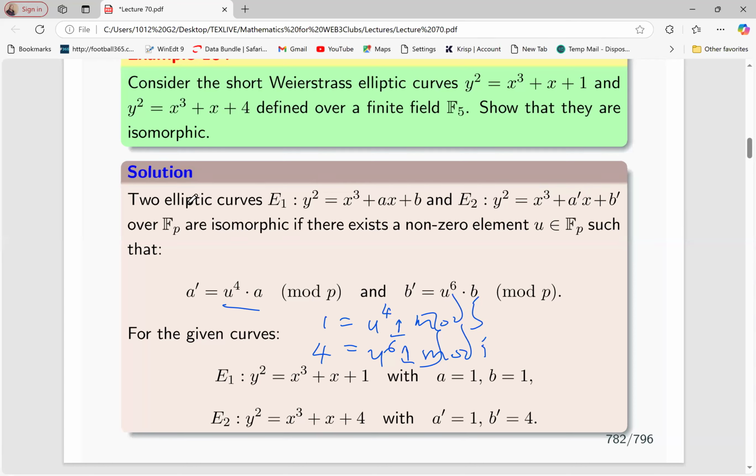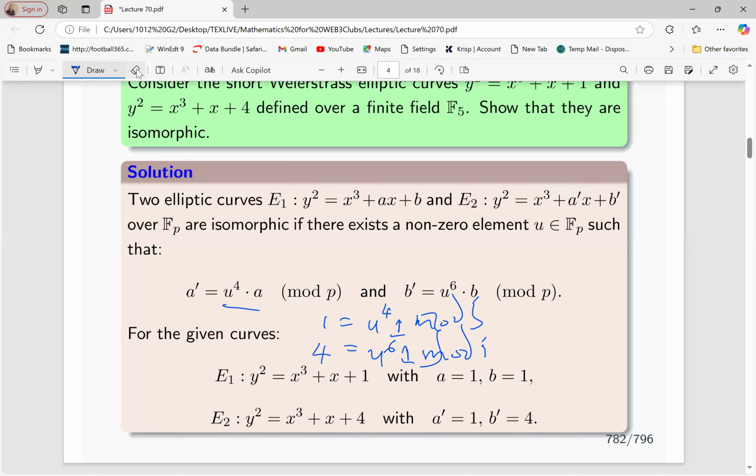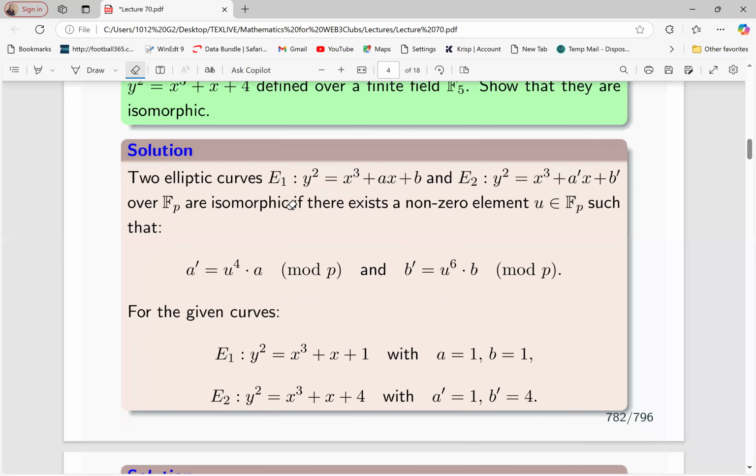Now, this one you can try without a code. You can use trial and error. Try all elements of mod 5 and see which one meets those conditions. Let's try the first one. The first one was a prime, which is 1, u raised to 4 multiplied by 1.